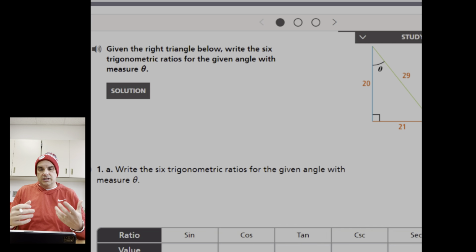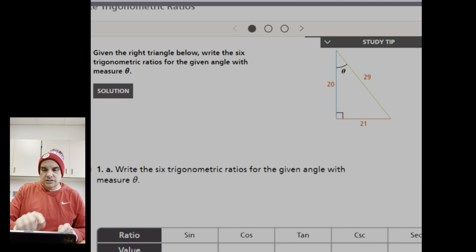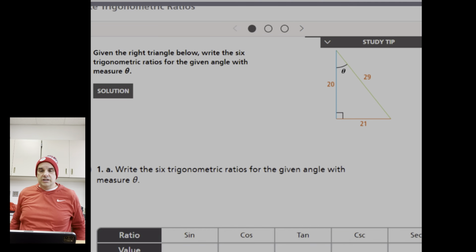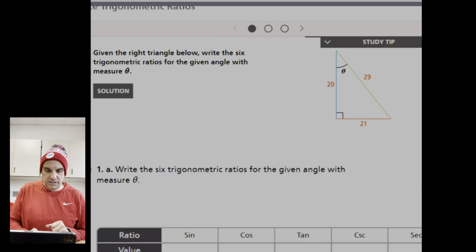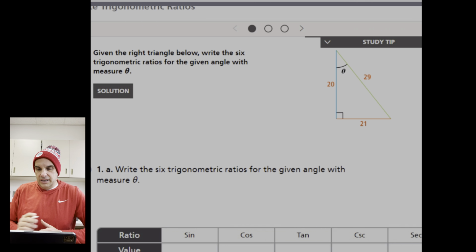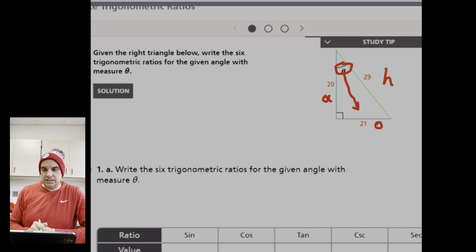So the first thing we're going to do is we're going to be given a diagram, and you're going to be asked to write the 6 trig ratios. The first thing I like to do when writing the trig ratios is identify the opposite, adjacent, and hypotenuse sides by writing the letters. If I look at this triangle, I've got my theta right there. The side furthest away from it, that's a leg, is my opposite. So 21 is the opposite. That makes 20 the adjacent because that makes up the 2 legs. And then 29, which is the longest side, opposite the 90 degrees, is the hypotenuse.